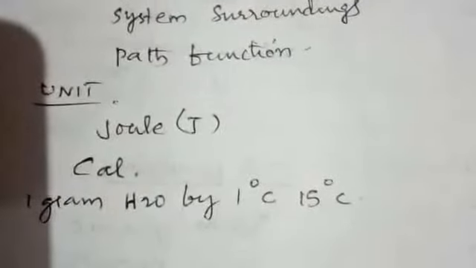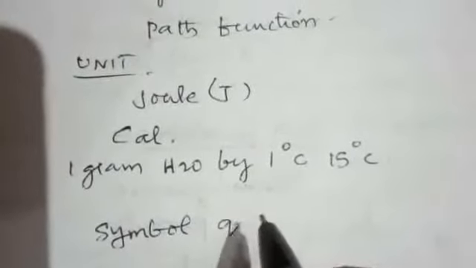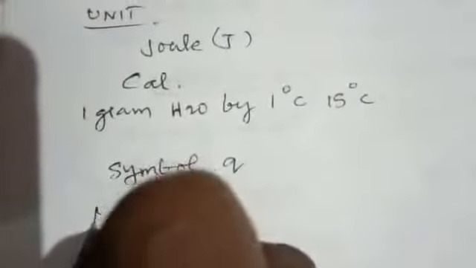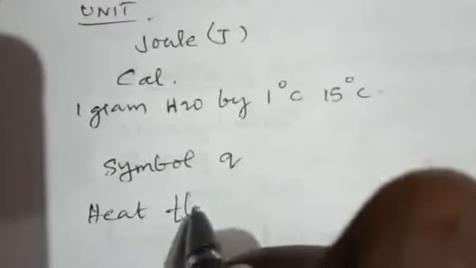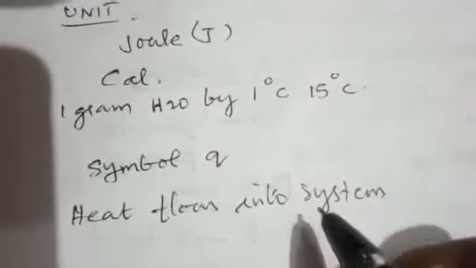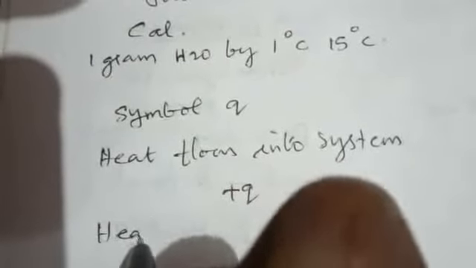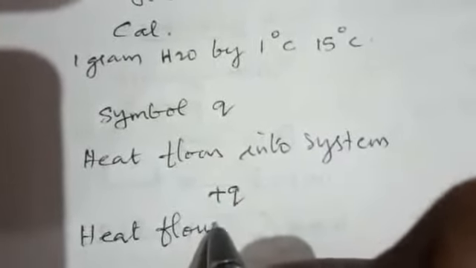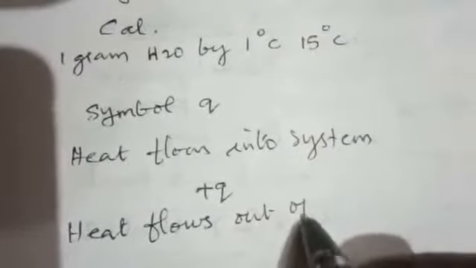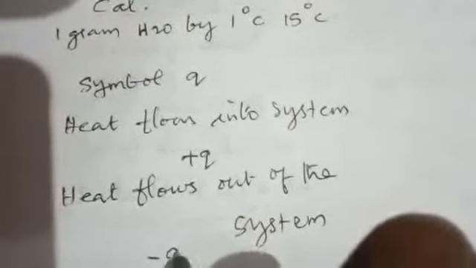The sign convention of heat, symbol Q. Heat flow into the system means the value is positive. Heat flow out of the system means simply minus Q.